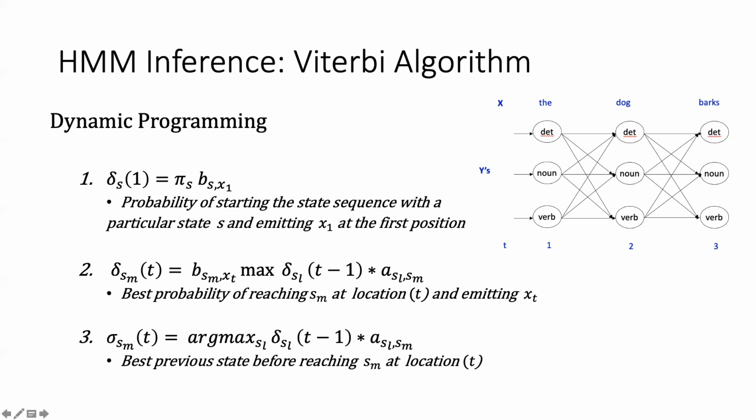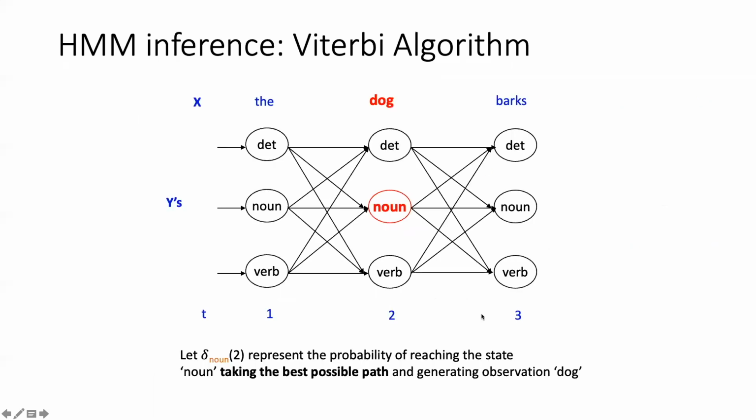And in order to decode the best possible sequence, similar to the backtracking pointer in dynamic programming, here we use sigma to backtrack the best possible state sequence, which is the argmax over SL, which keeps track of what is the best possible previous state. Let's try to understand this with an example.